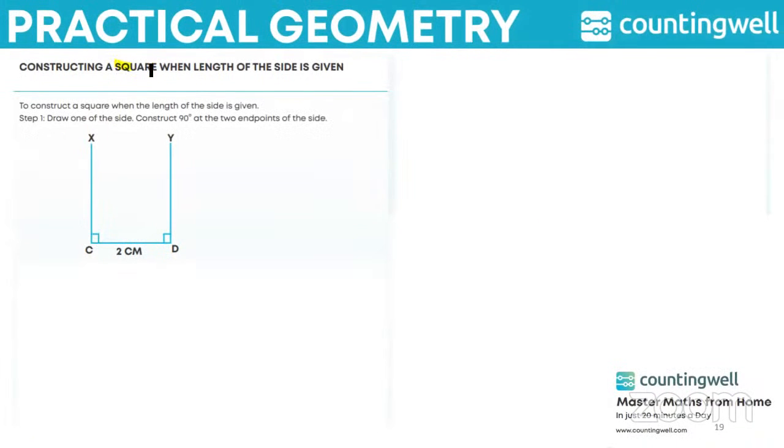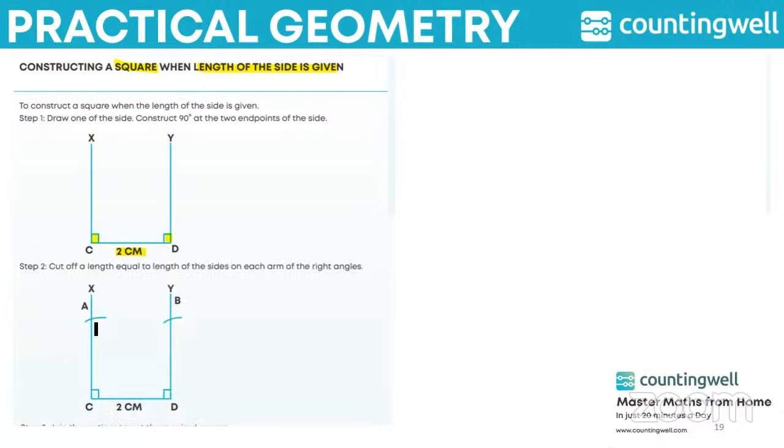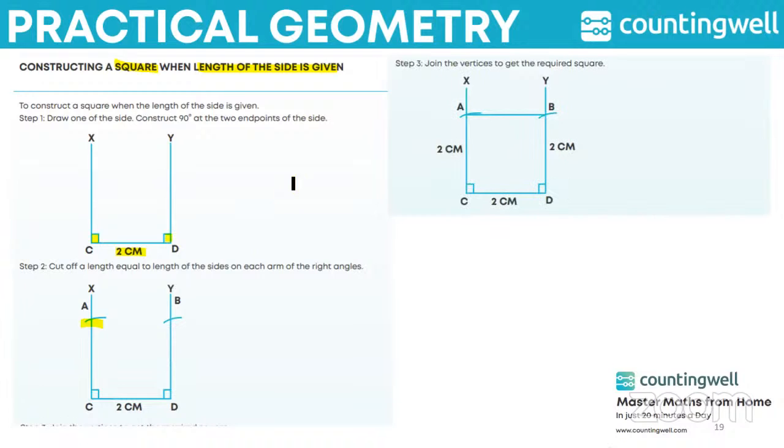Next, let us see how to construct a square with the length of each side given. If the length of the side given for a square is 2 centimeter, first of all, you will draw one of the sides as 2 centimeter. Then you will construct angles of measure 90 degrees at both the vertices. And then you will cut off a radius of 2 centimeter on both the arms. And then you will join the respective vertices. So ABCD is a square with 2 centimeter side each.